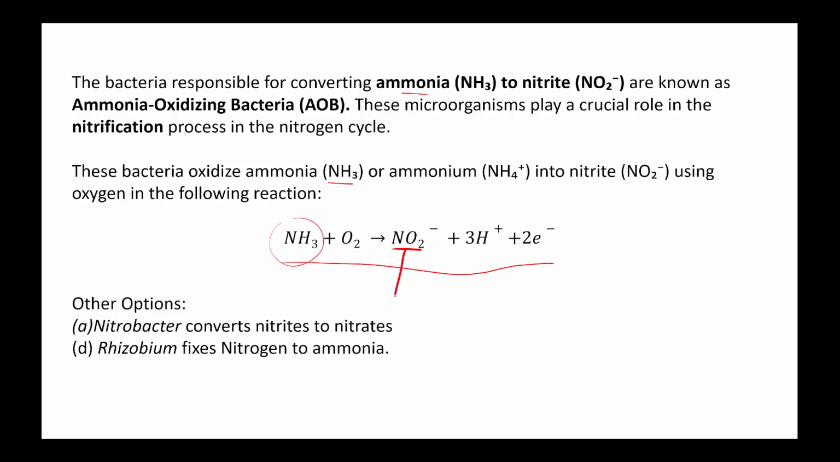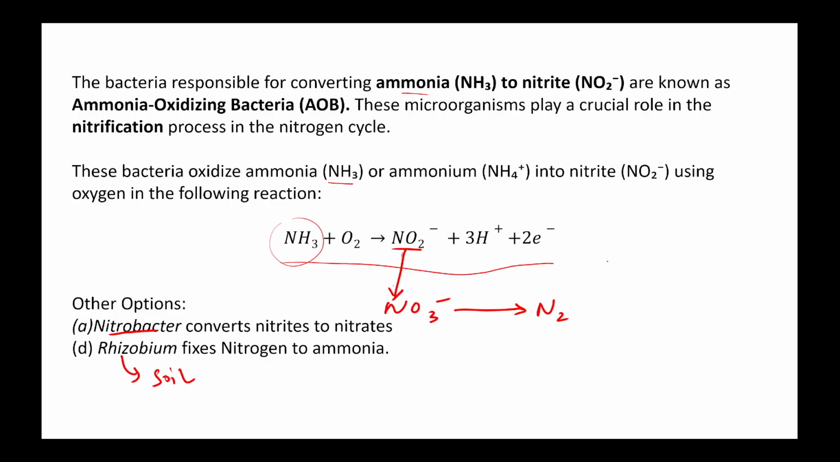This nitrite can be further oxidized into nitrate, NO3 minus, and this nitrate can then be reduced to nitrogen. This part of the process is called denitrification. We have another bacteria, Nitrobacter, that converts nitrites to nitrates. Then there are bacteria present in soil. This is Rhizobium. It is mainly present in the soil and it fixes nitrogen to form ammonia.